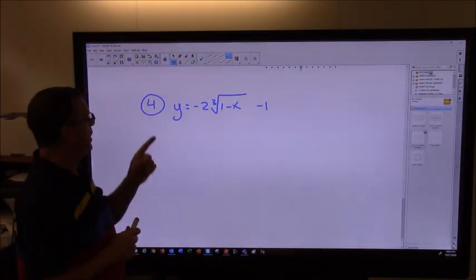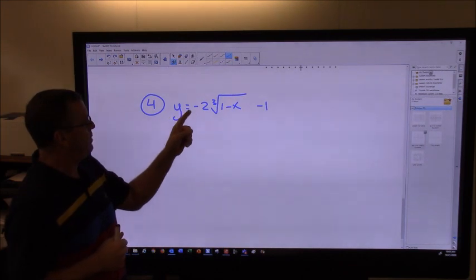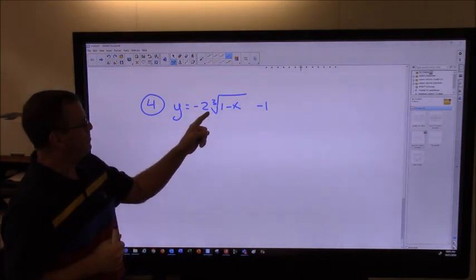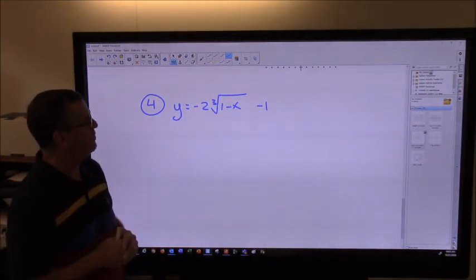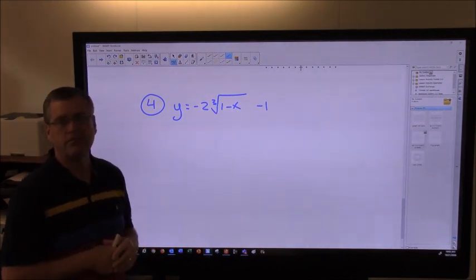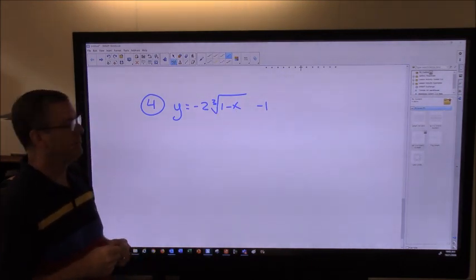All right, so this time I've got y equals negative 2 times the cube root of 1 minus x, and then negative 1 on the outside. You guys go ahead and try this.